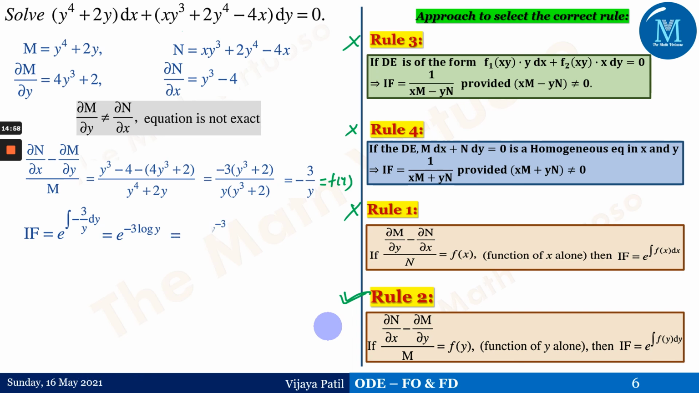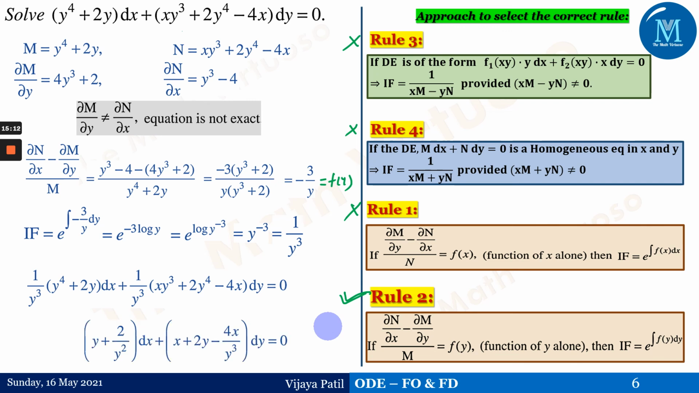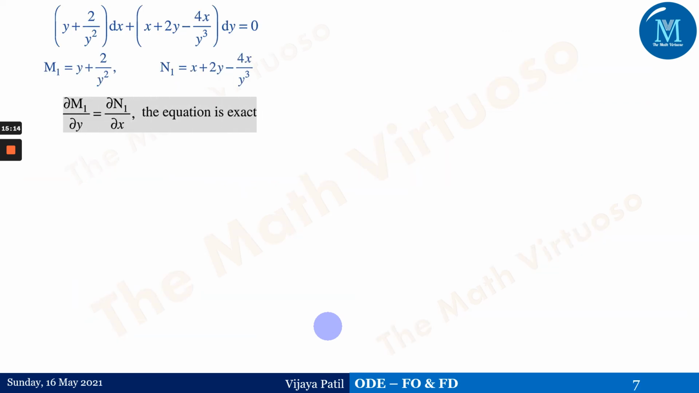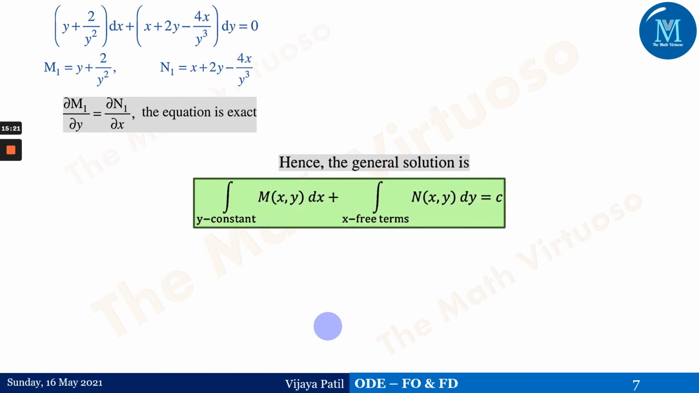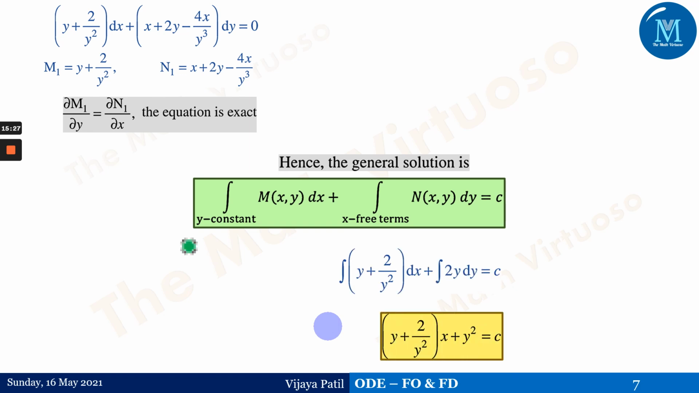We'll have the same as what we did in the last case. There we had x here and the 4. Here we have y to the power of 3 minus 3, which is equal to, sorry, plus 1 upon y cube. If we multiply that again with the original equation, we get this new equation, wherein we have got the new M1 and N1. Again we can check, this is now the exact equation as per the definition of an integrating factor, and we'll be moving ahead with this type of solution.